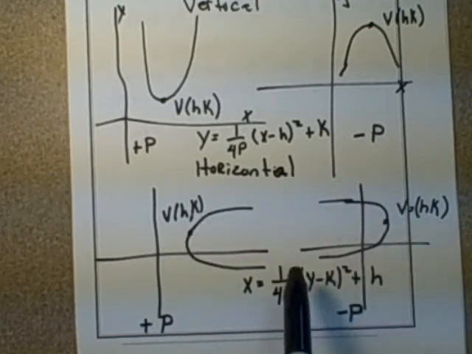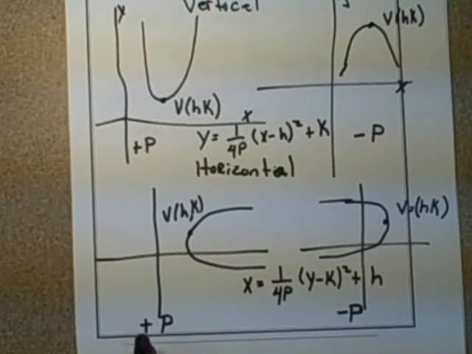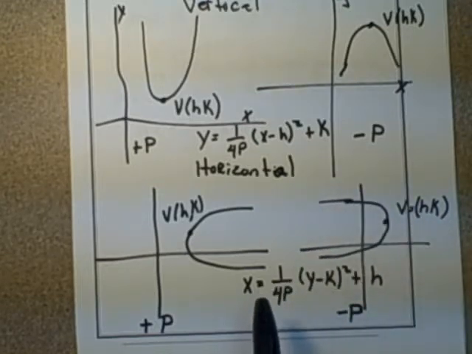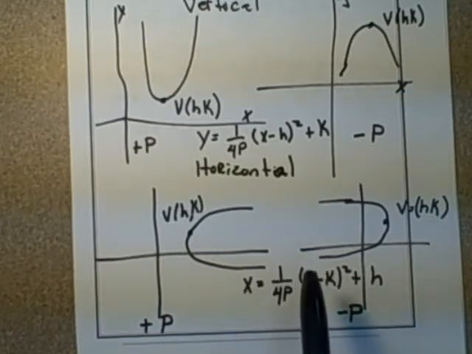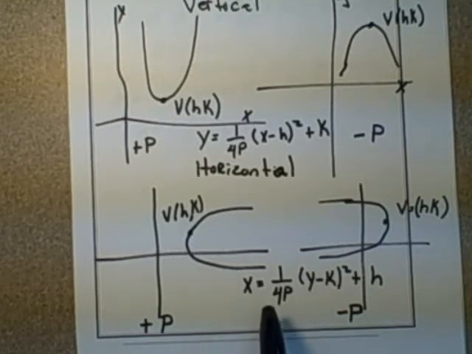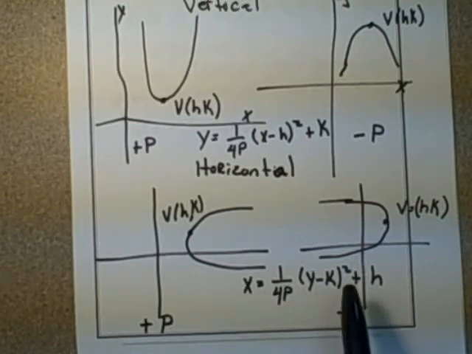So these horizontal parabolas are opening to the side, either right or left. Again, positive p means it's opening to the right, and negative p means it's opening to the left. And again, p is the distance from the vertex to the directrix, or from the vertex to the focus. Notice that because it's a horizontal parabola, it starts with x equals 1 over 4p times (y minus k) squared plus h, where (h, k) is the vertex of the parabola.